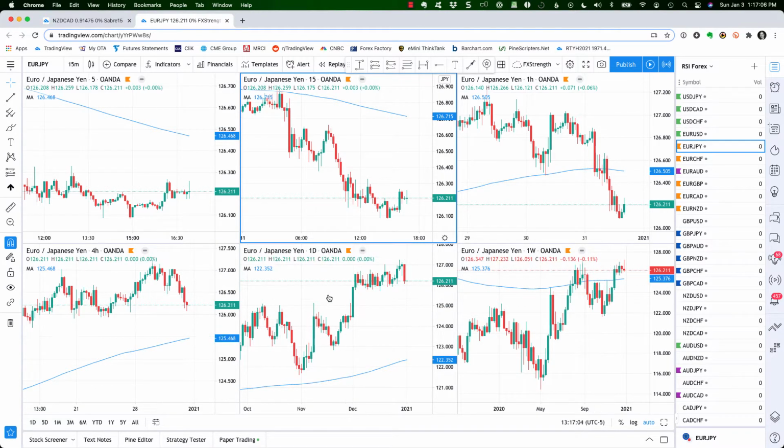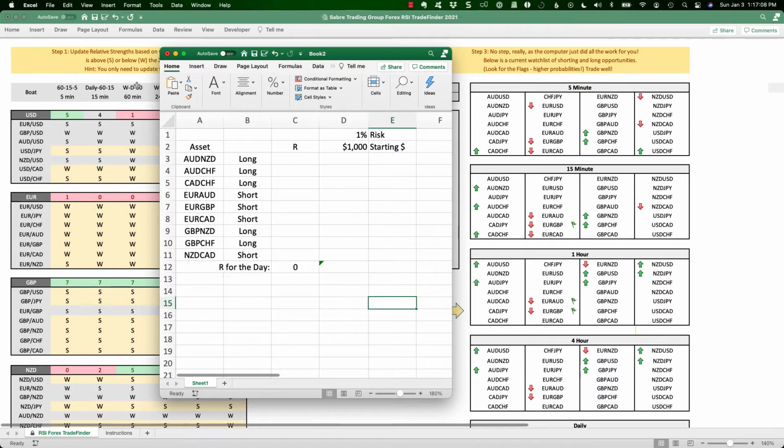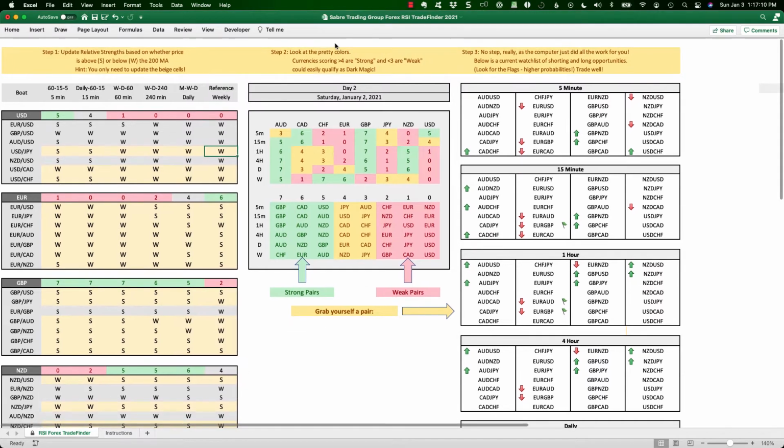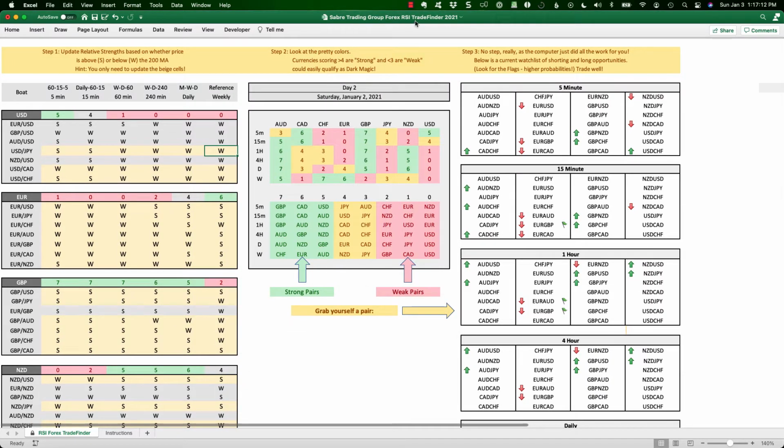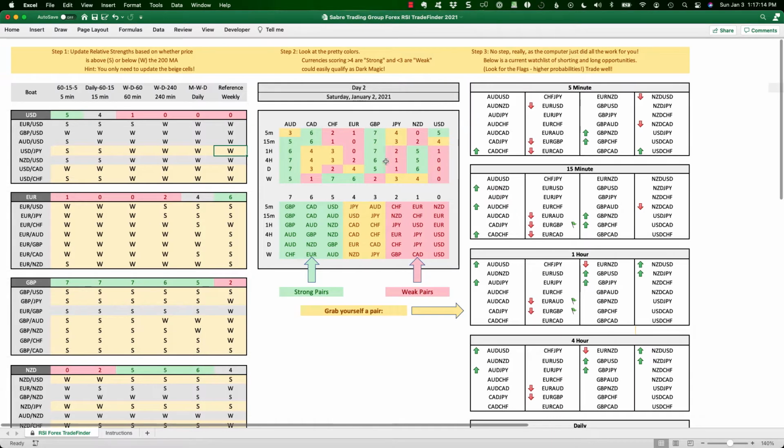So what we have here, our tool that we're going to share today, is what we call the Sabre Trading Group Forex RSI TradeFinder. And when you can see that you have a group of strong assets and you can pair them up with a group of weak assets, you can go long or you can go short based on how those pairs are laid out in the market.